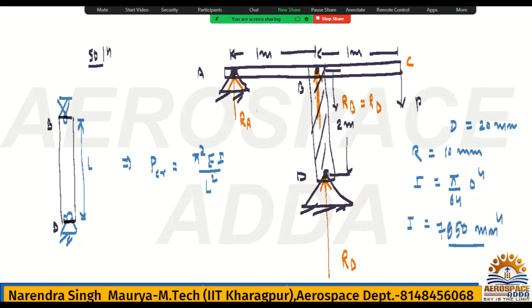So anyhow, if you are able to calculate this RB reaction, this RB will be equal to PCR, yes or no? So this RB will be equal to PCR, meaning here this load and this load will be nothing but RB, which is also RD, and this is also RB is equal to RD, and this must be equal to PCR. So how to get this reaction force? What will you do for it?